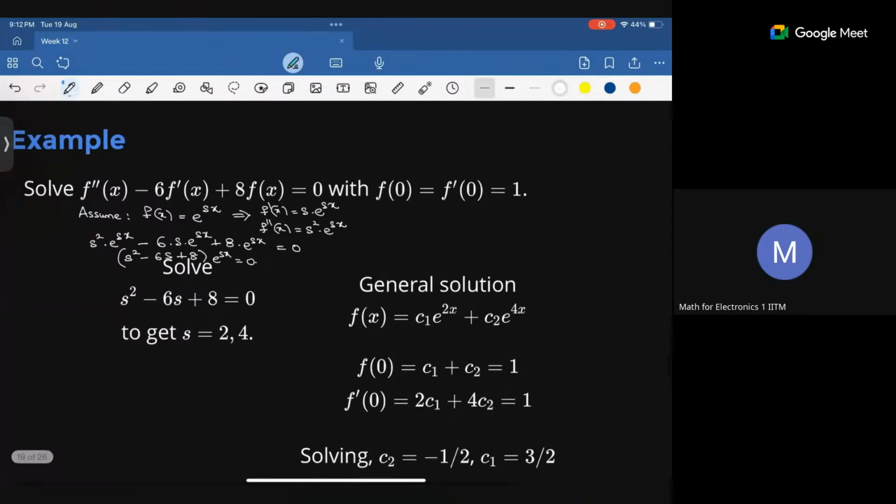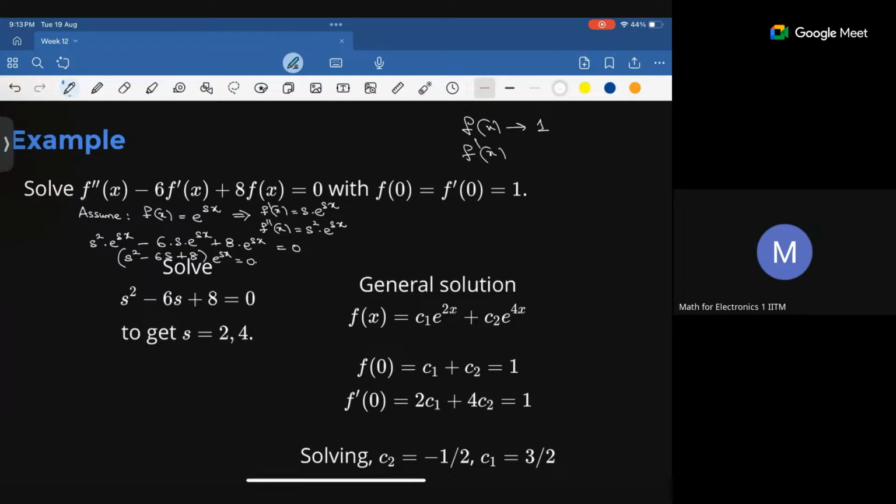So if you ask me, should I do all these things to get to this? The answer is no. All you can do is, in place of f double prime of x, the second derivative, you should replace it with s square, the second power. And if you have the first derivative, you replace it with s. If you have f of x, it's a constant thing, so you replace it with 1.